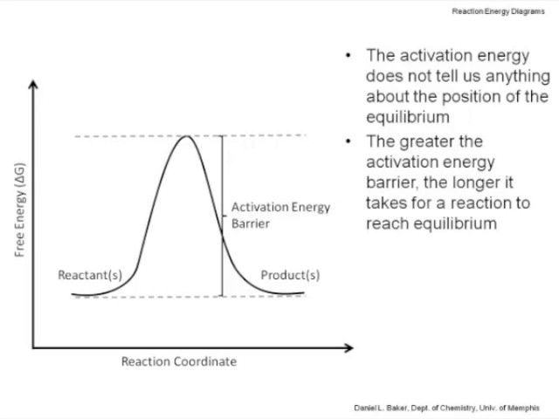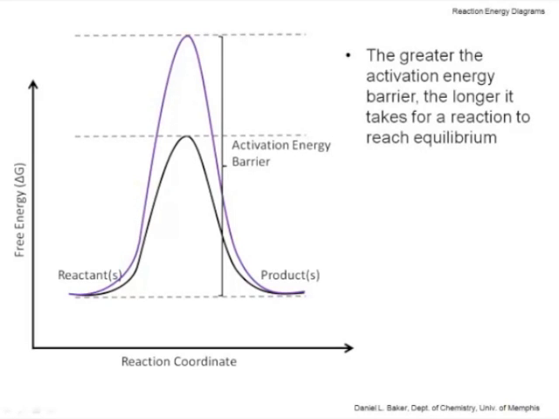So the greater the activation energy barrier is, the longer it takes for our reaction to reach equilibrium. Here we've got a relatively high activation energy barrier. We'd expect this reaction to be relatively slow. However, in this purple reaction, we're starting with the same reactants and the same products, but we're taking a different path here, which means that we have a much higher transition state energy, which means we have a much higher activation energy barrier.